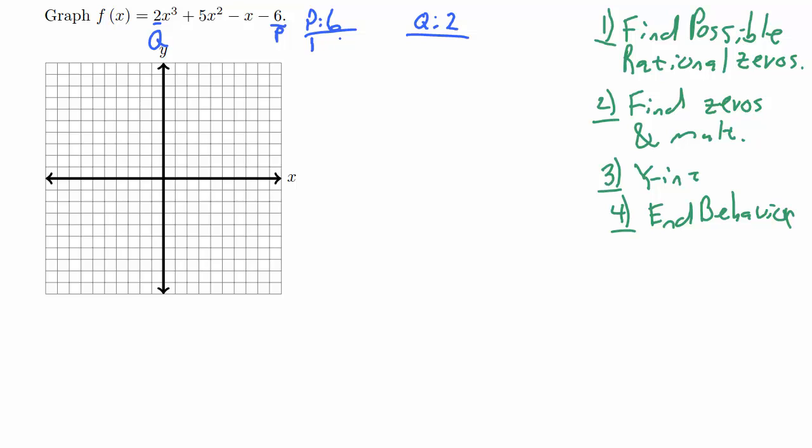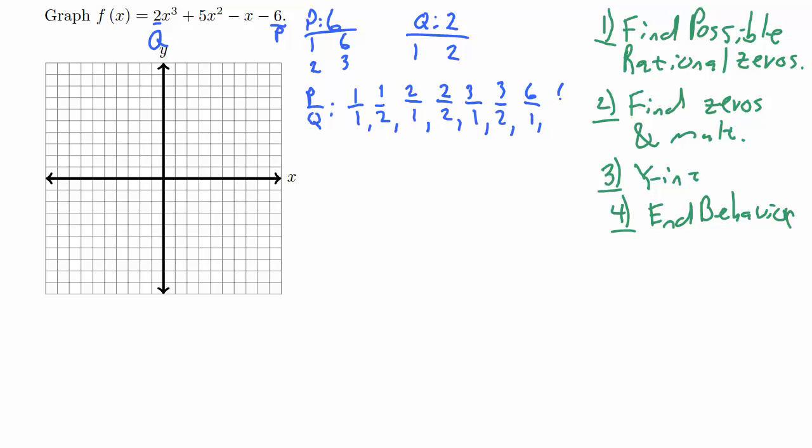So the factors of 6 are 1 and 6 and 2 and 3. The factors of q are 1 and 2. So the factors of 2 are 1 and 2. So we're going to look at every single possible p divided by q. So we do 1 divided by 1, 1 divided by 2, then we go to the 2 here, then we do 2 divided by 1, 2 divided by 2, 3 divided by 1, 3 divided by 2, and then 6 divided by 1, and 6 divided by 2.